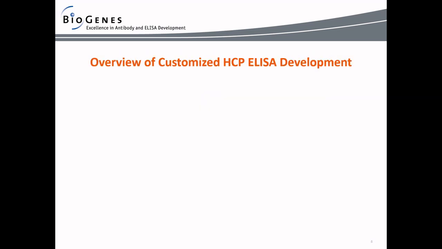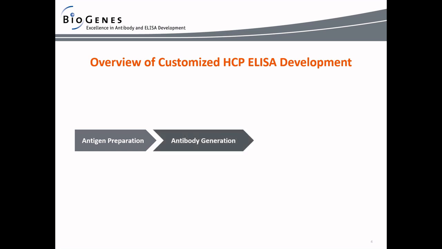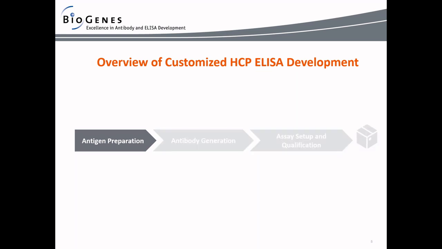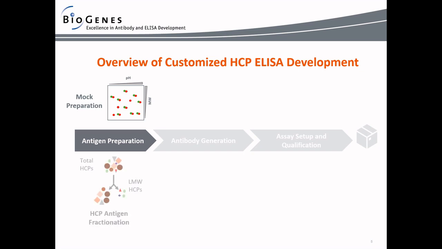In the next slides, I will lead you through the steps of our customized ELISA development, which includes 3 developmental phases: the HCP antigen preparation phase, followed by the antibody generation phase, and the last one is the assay setup and qualification phase. I will start with the first one. It's the antigen preparation phase. This includes mock preparation and its characterization, and the HCP antigen fractionation.